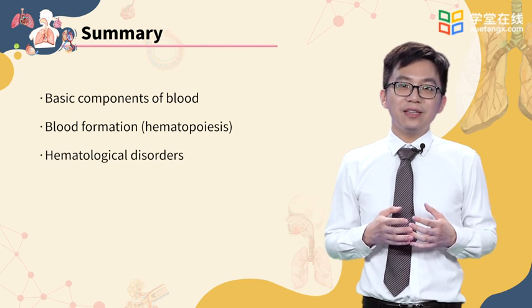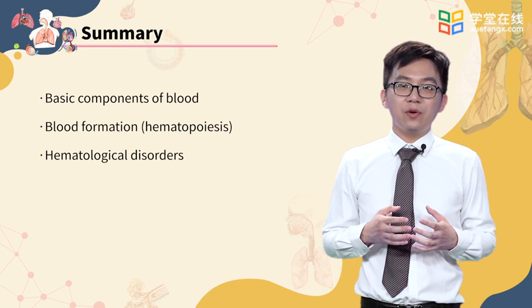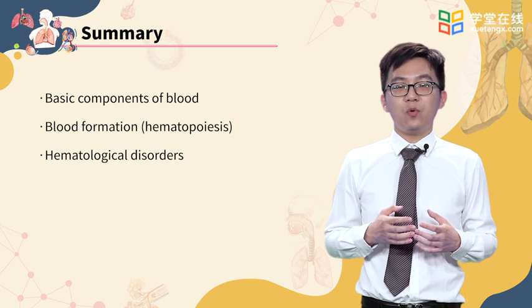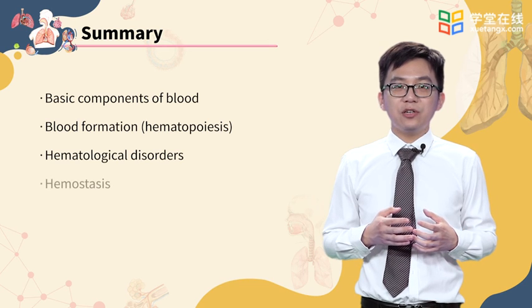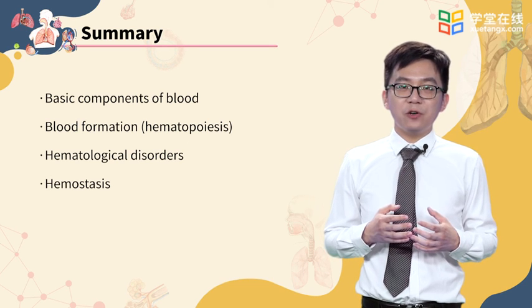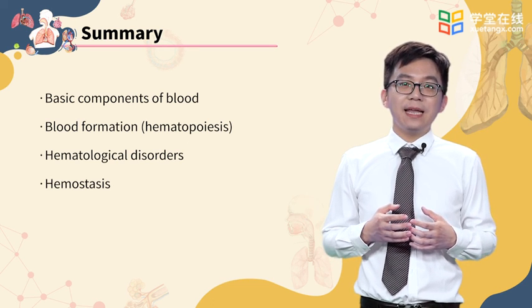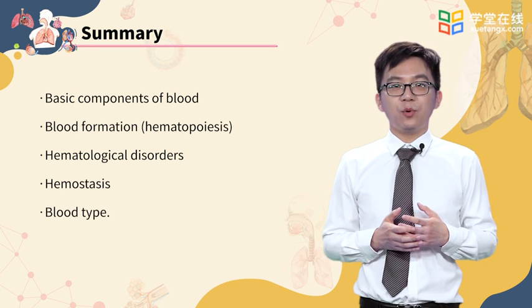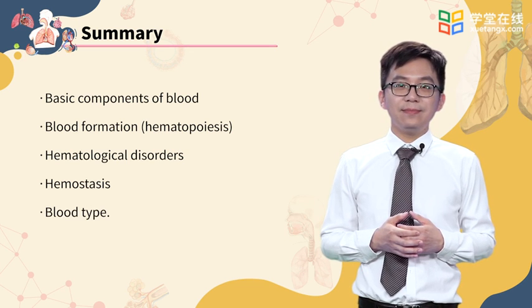Also, we learned clinical cases and scenarios when these processes are flawed, causing various disorders. Additionally, we discussed the basic process of hemostasis that controls bleeding and how antigens are responsible for our blood type.